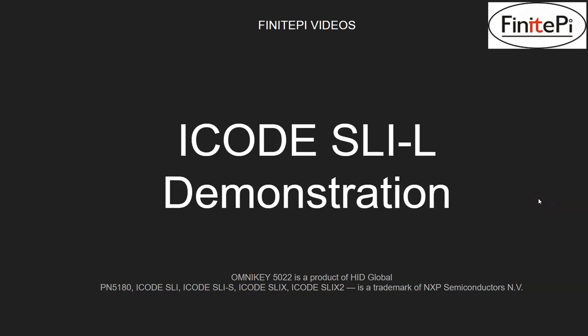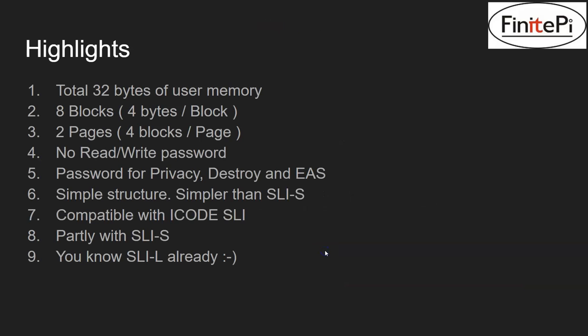This is DC here. In this video, I'm going to show you how to use the ICODE SLIL ISO 15693 tag. These are some of the features of this tag. Now, this tag has got only 32 bytes of user memory, which is very less compared with the SLI or SLIS or SLIX tags.